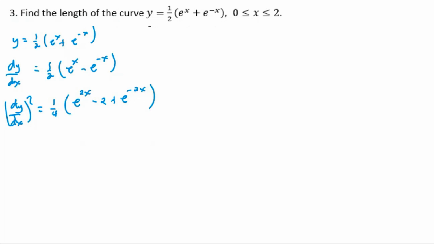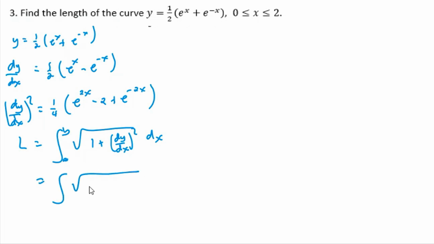And then, since we know now the square of the derivative, we can solve now for the length, where length is equal to the integral of the square root of 1 plus the square of dy over dx, dx from the interval of a to b. Our a is 0 and b is 2. So by substitution now, we have the integral of the square root of 1 plus the square of the derivative.